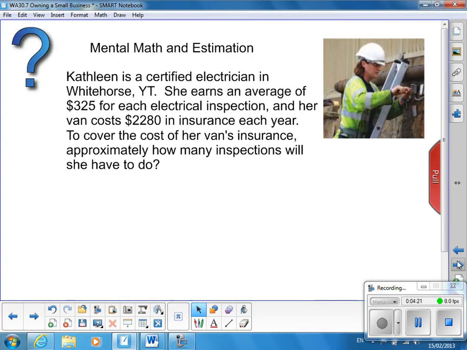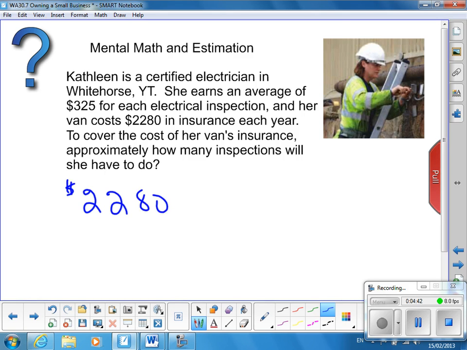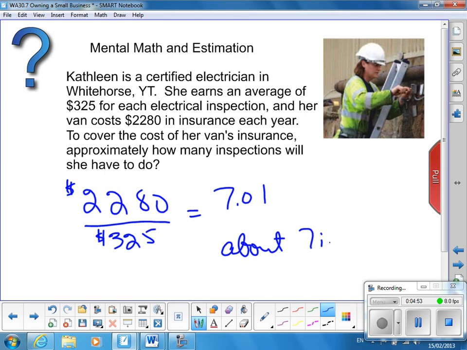Kathleen is a certified electrician in Whitehorse, Yukon. She earns an average of $325 for each electrical inspection, and her van costs $2,280 in insurance each year. To cover the cost of her van insurance, approximately how many inspections will she need to do? So the total for insurance divided by 325, the amount she makes off of each inspection, so 7.01, so about 7 inspections will cover the cost of her insurance.